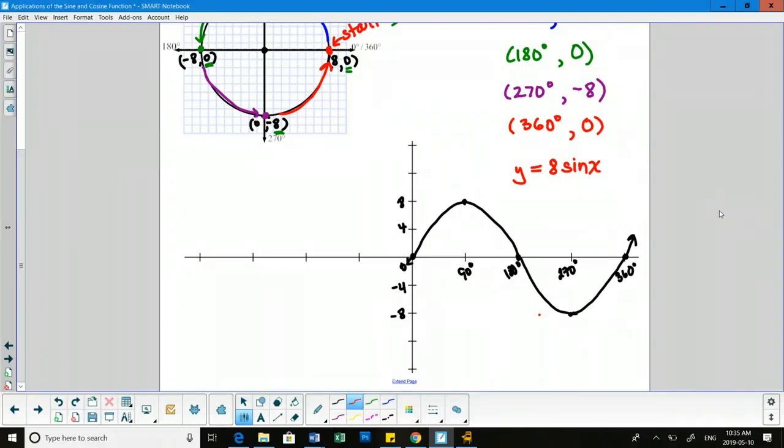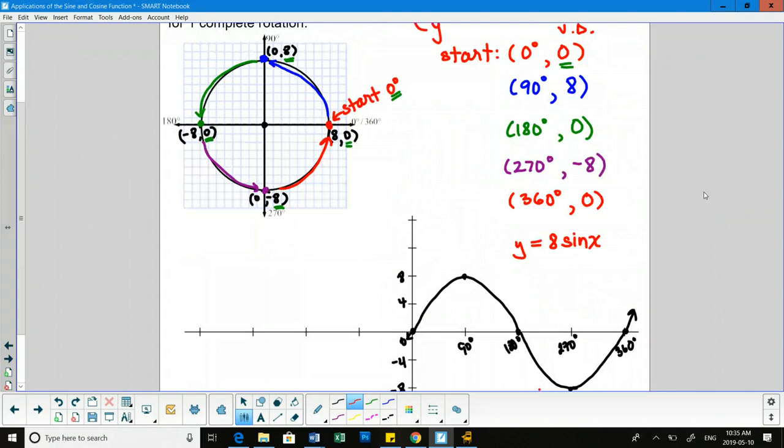Any questions for this one so far? Do you reckon the rest is the thing? What do you mean? Equation? This is the equation, that's it. There's no transformations. The only one is that our amplitude has been multiplied by 8, or changed to 8. Yep.